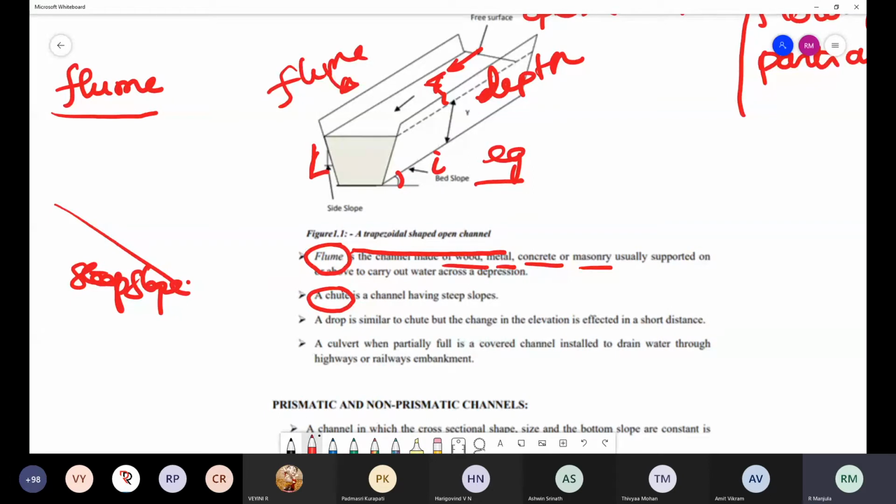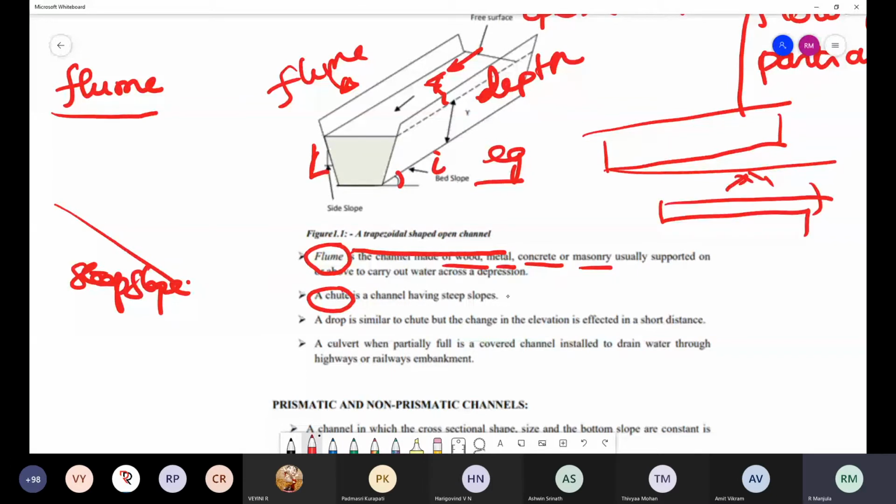So this can be a flume, a channel which carries water. Sometimes it is horizontal, sometimes a slight inclination is possible with the flume. Or else it can be on the surface itself. It is a kind of channel. Maybe it can be a rectangular channel. This is a plan, so it can be a rectangular channel or a trapezoidal channel. This is called your flume.